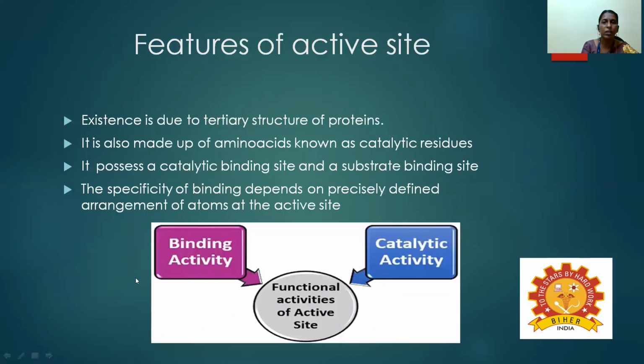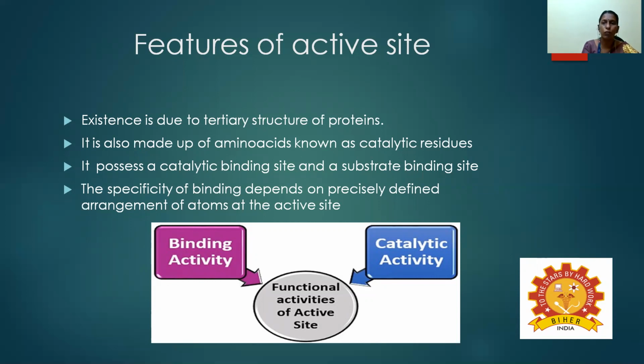And the next thing is the features of an active site. What are the important features present in the active site? First, as we already discussed, the binding activity and the catalytic activity. The existence of the active site is mainly due to what? The tertiary structure of the protein.